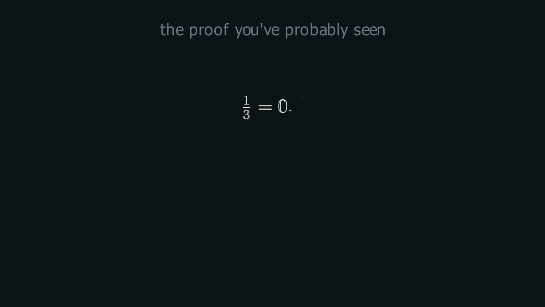It goes like this. 1/3 is 0.3 repeating. Multiply both sides by 3. On the left, 3/3 is just 1. And on the right, 3 times 0.3 repeating is 0.9 repeating. So 1 equals 0.9 repeating.